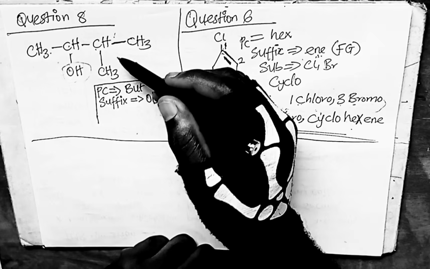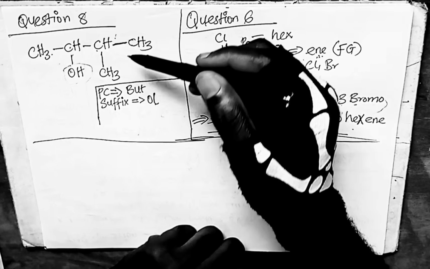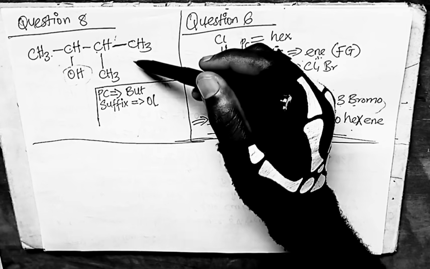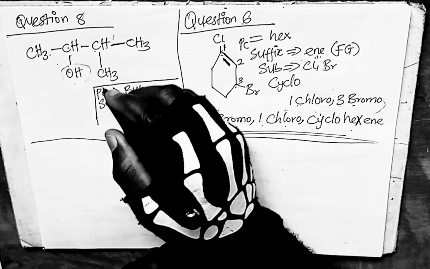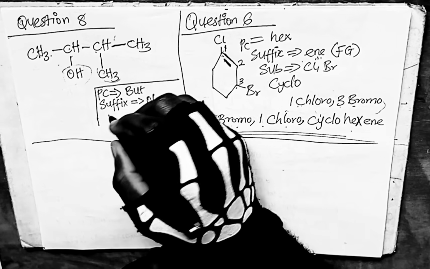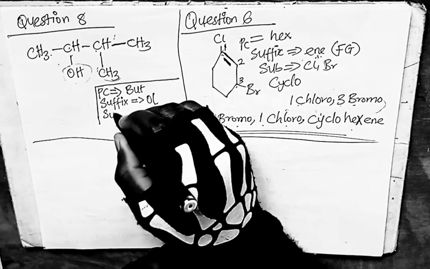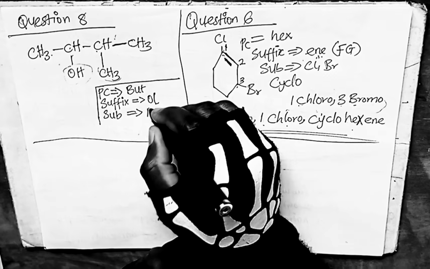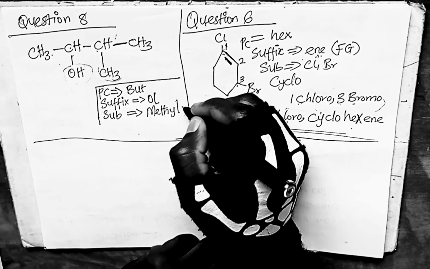So what next do we find? We find if there is a substituent here. Do we have a substituent here? Yes. We have a substituent, and the substituent is CH3. CH3 is methyl. So our substituent is methyl. Alright? What's next?